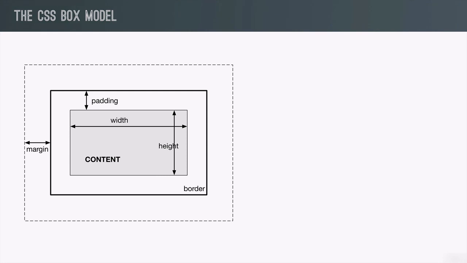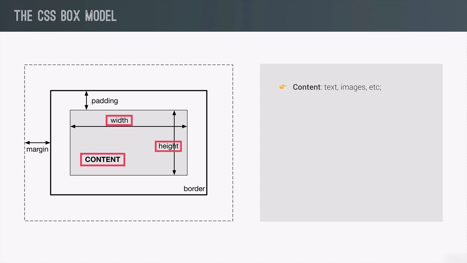Now this image here shows us how the box model works. So let's break it down. First, the content of a box is where all the text, images, and other content that we specify goes. We can easily define its height and width using the corresponding CSS properties. Next, the padding is a transparent area around the content, but still inside of the box.